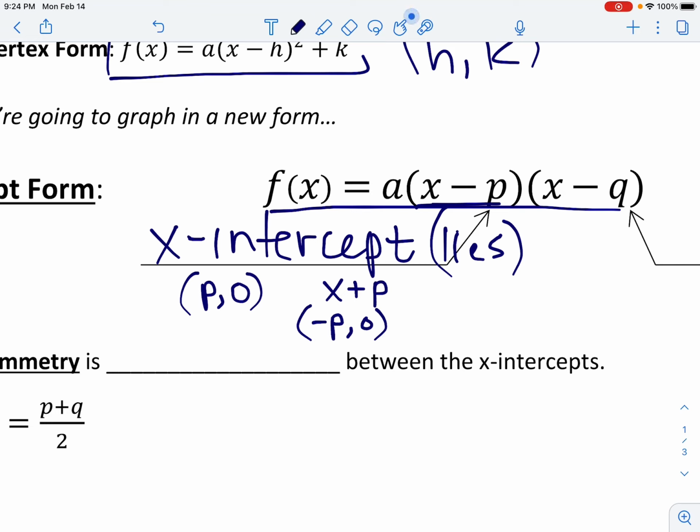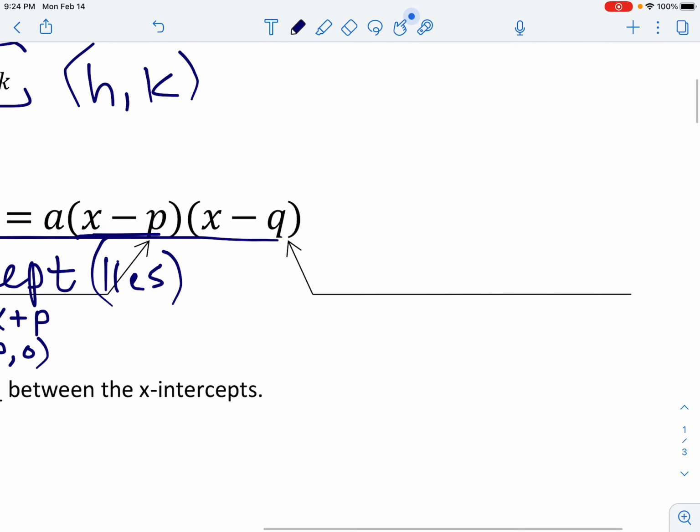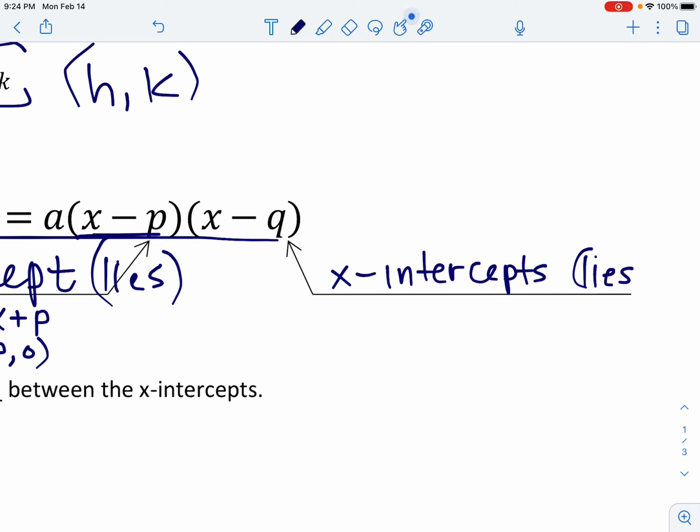So that is a helpful hint: if it's inside the parentheses, we always do the opposite of what it says. So this one, q, is also an x-intercept. So this has two factors which give us the x-intercepts. Same thing, it lies to us because it's the opposite sign of what's inside the parentheses. So for this one, it's q comma 0. If it was x plus q, it would be negative q comma 0.